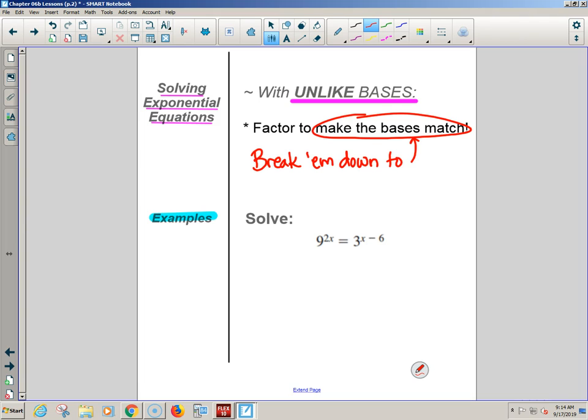So 9 is kind of an easy one in the sense of a small number, but if we were to break him down by factoring, breaking him down is saying, who are you? Oh, you're 3 times 3, yeah? So can't I rewrite 9 to be 3 to the power of 2.